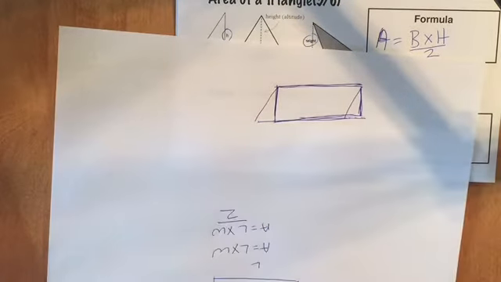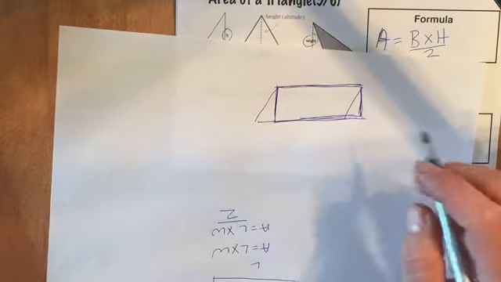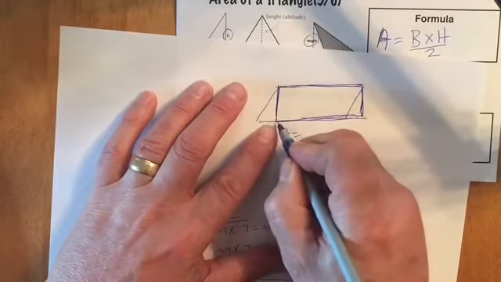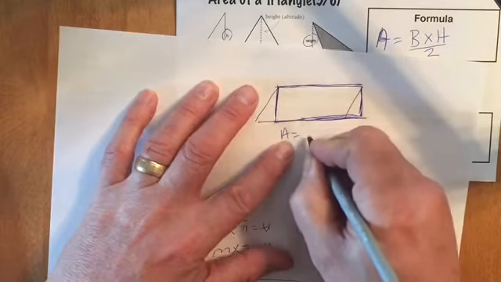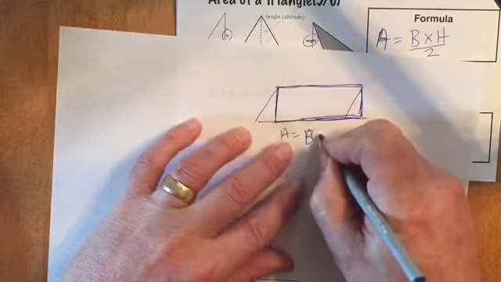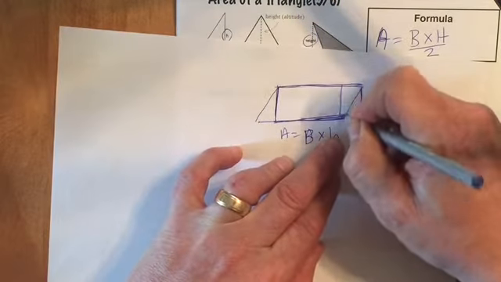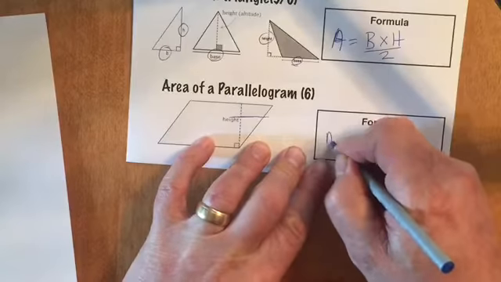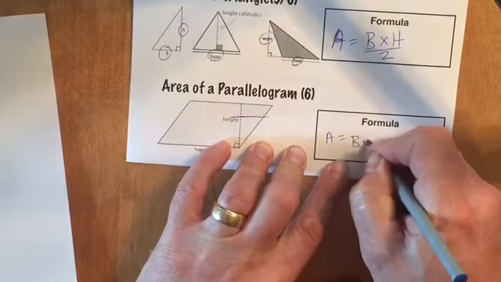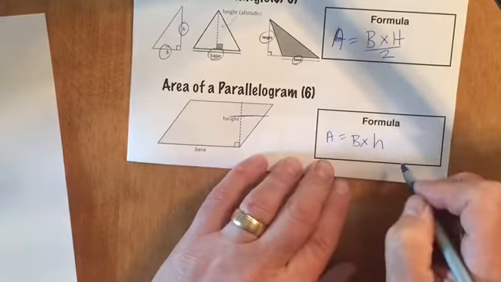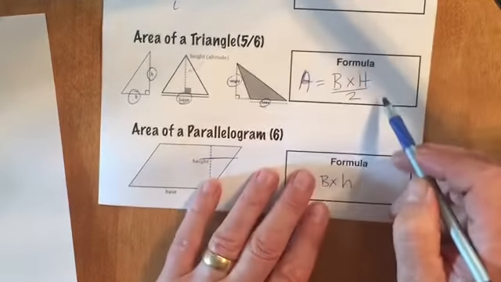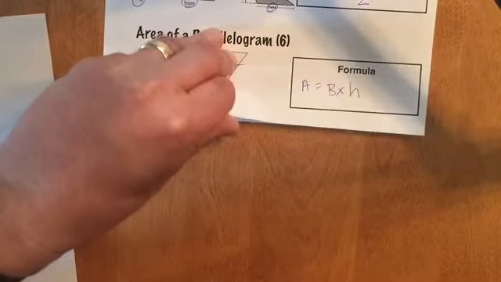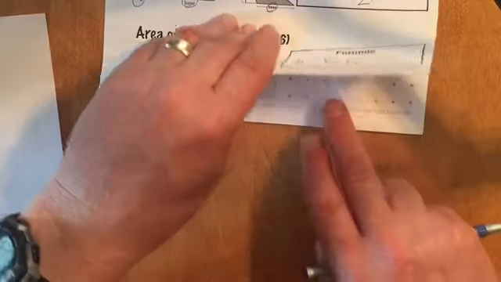So for this parallelogram, the area of this rectangle ends up being, again, the base here times how high this is. So a parallelogram is also base times height. So the area for a parallelogram is the base times the height. Base times height. Same as for a triangle, except you have to divide by 2. So that is all the formulas you need for figuring out the areas of the basic shapes.